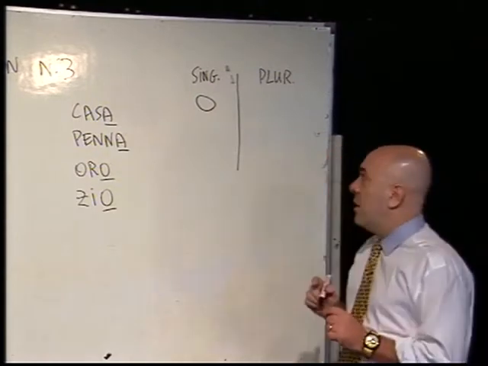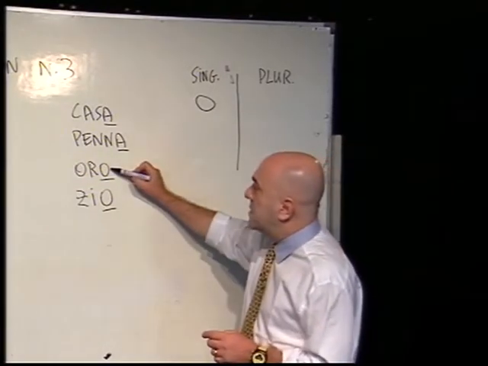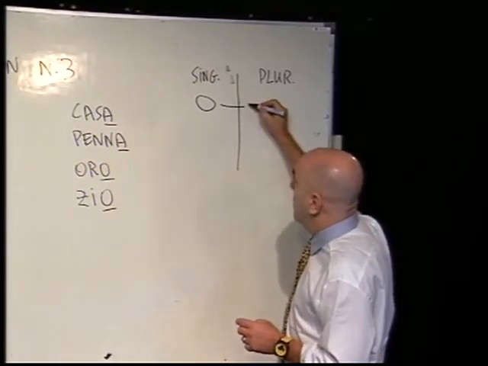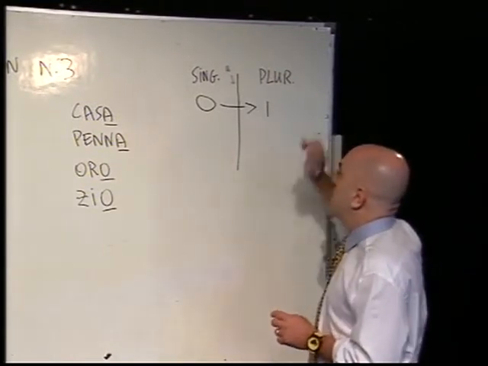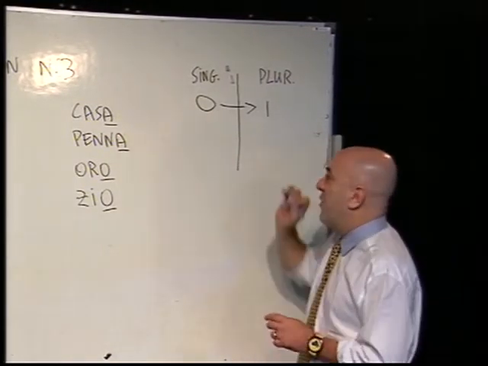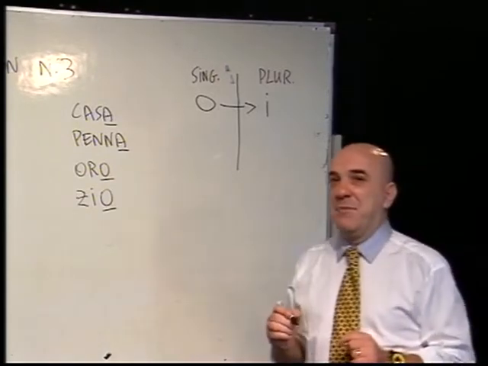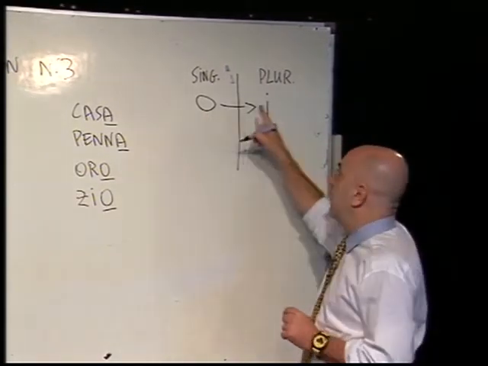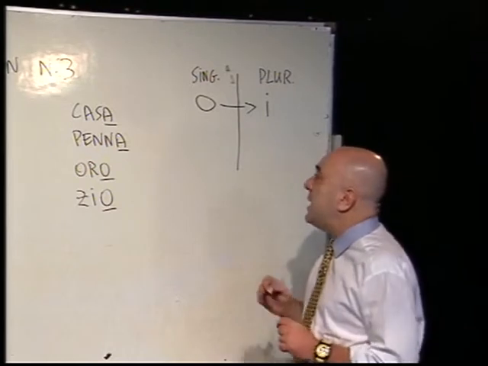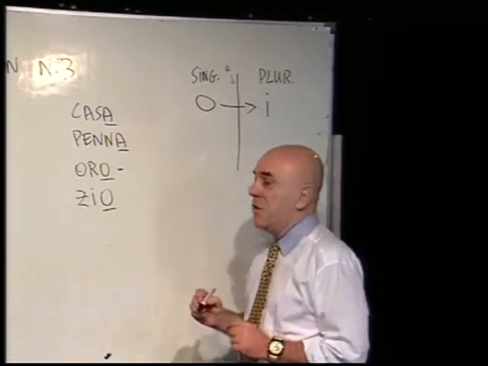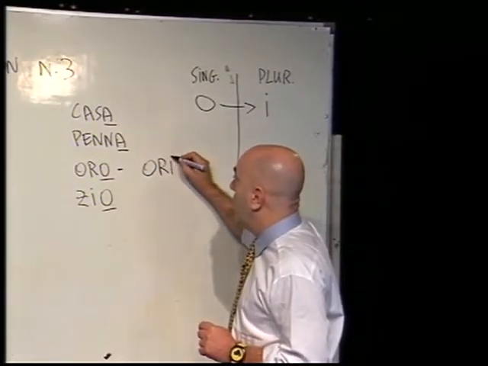O is for singular. If I want to make the word plural, I have to replace the letter O with the letter E. You remember the alphabet, lesson number one. O, singular, to change into plural, the letter O becomes E. So, oro, singular word, if I want to talk about plural, it will be ori.